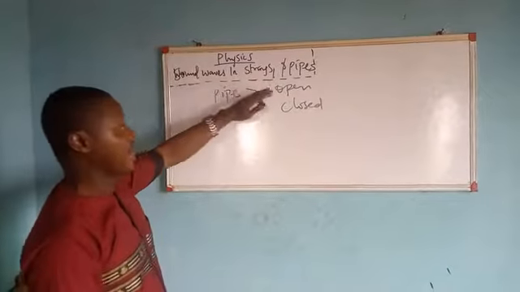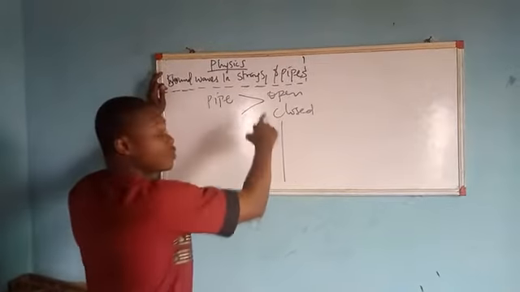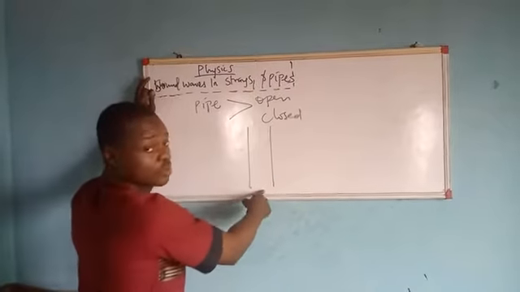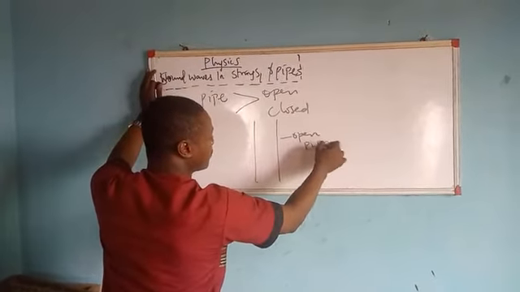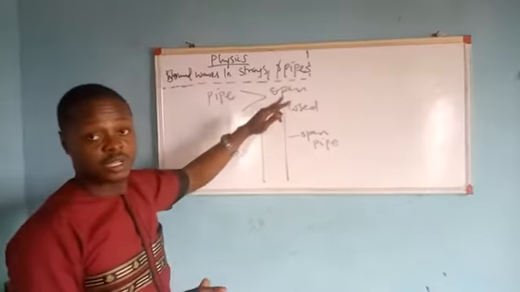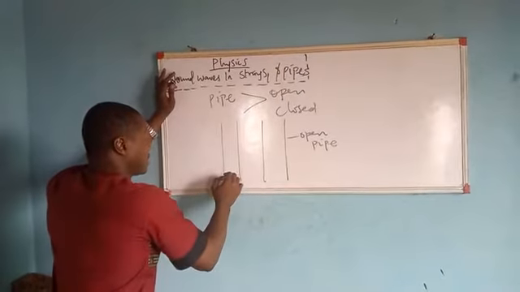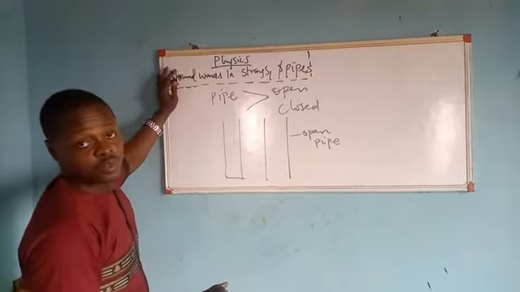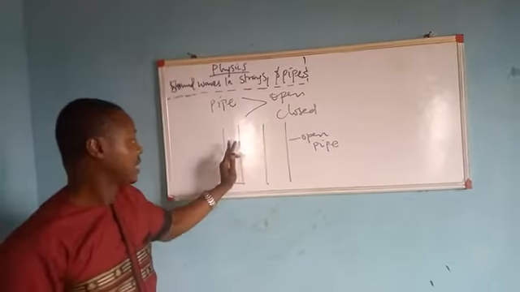Now for an open pipe, if it is a pipe or a tube, the two ends are open. So we'll call this an open pipe. But if one side of this tube or pipe is closed, it's called a closed pipe. So it means something like this. We have one, then this side of it is closed. So if this is the scenario, we'll take them one after the other.